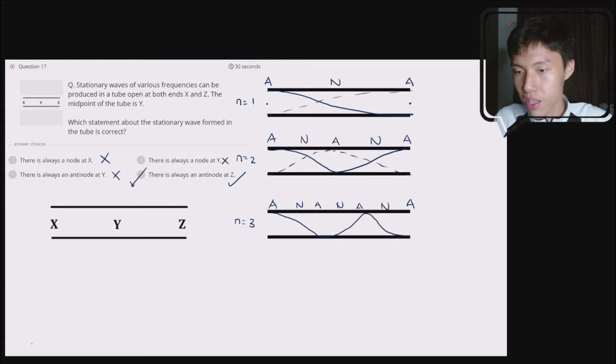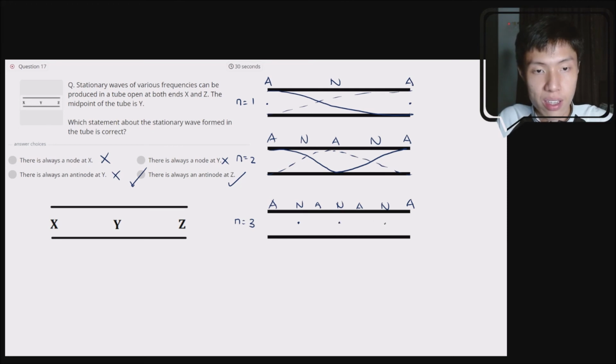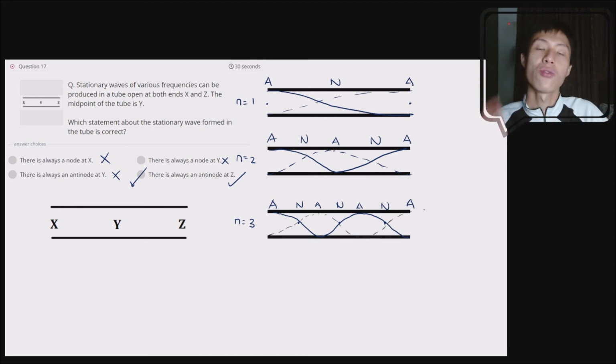Terrible. Let me draw it again. Don't rush. Start by labeling the dot first. Okay, then when you start to draw. Okay, so this is the standing wave pattern for an open pipe.